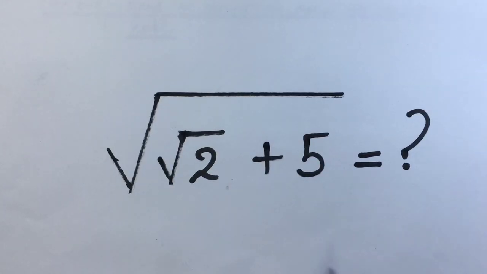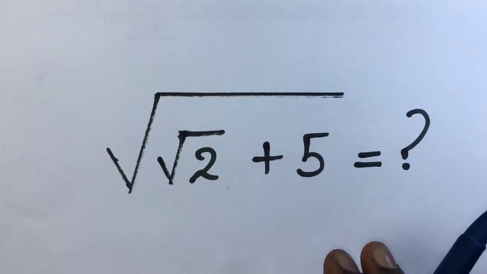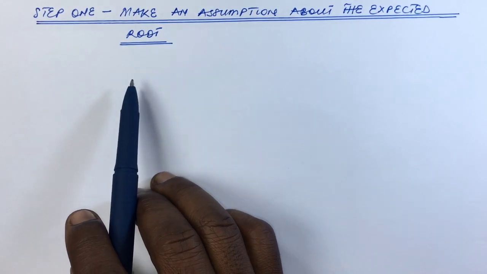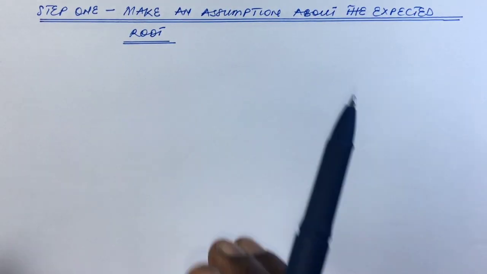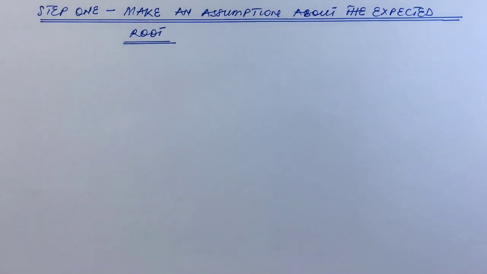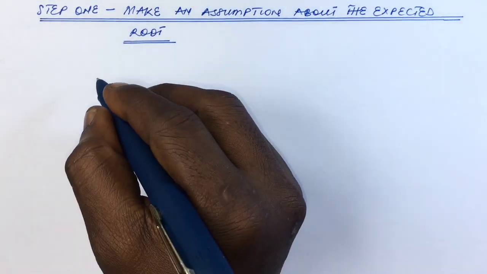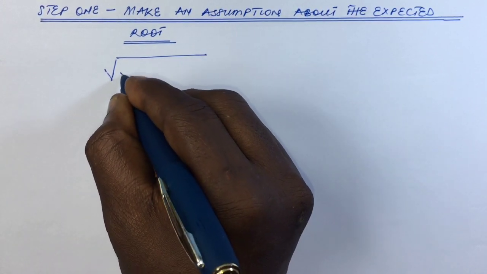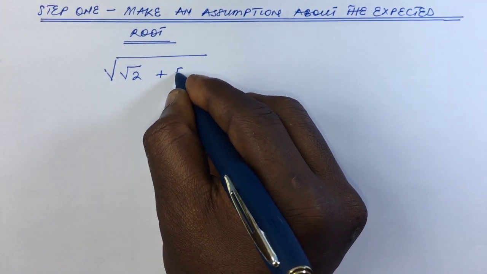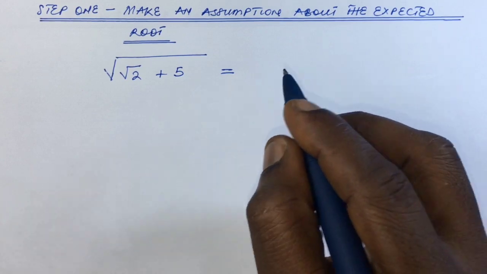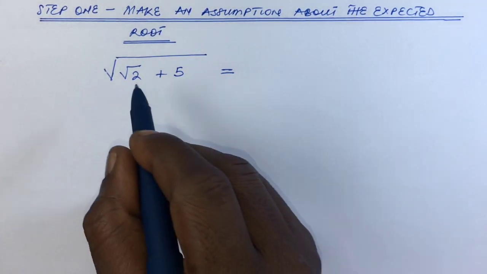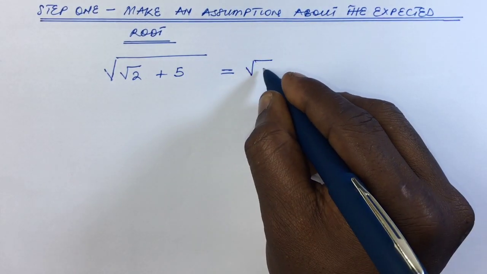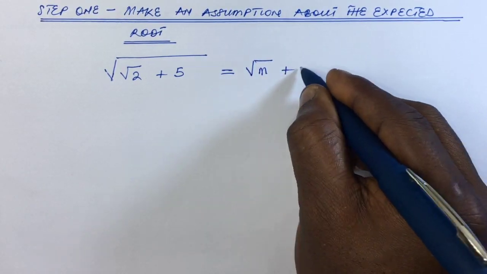So welcome back. We are going to be solving this problem in 5 steps, starting with step 1. In step 1, we are going to make an assumption about the expected root. What will the expected root look like? If you want to find the square root of root 2 plus 5, then we must assume that the expected root should look like root 2 plus 5. So I'm going to write this as root m plus root n.